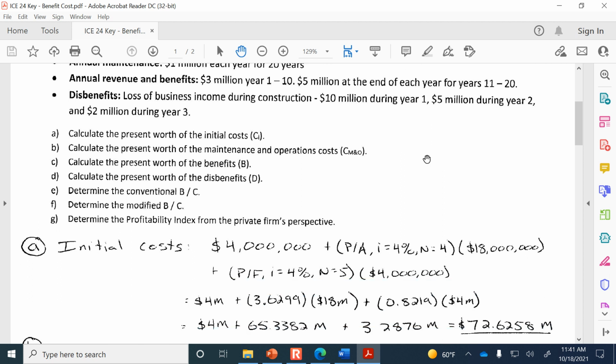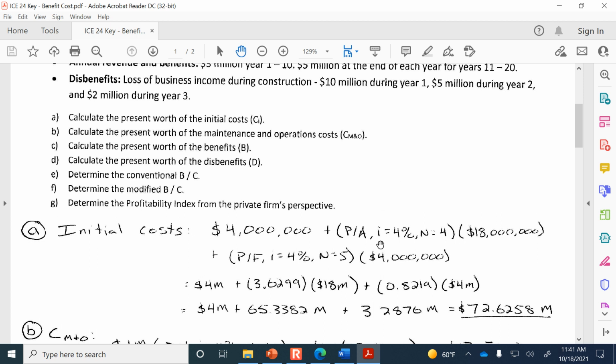So what I'm doing is I want to find out the present worth of those construction costs. The $4 million is already at time 0. And then we have $18 million a year through years 1 through 4. So there's $18 million each year, and it's the same amount. So I want to do a P/A. That will take the annual amount of $18 million and find the present equivalent of it, for i equals 4%, N equals 4.